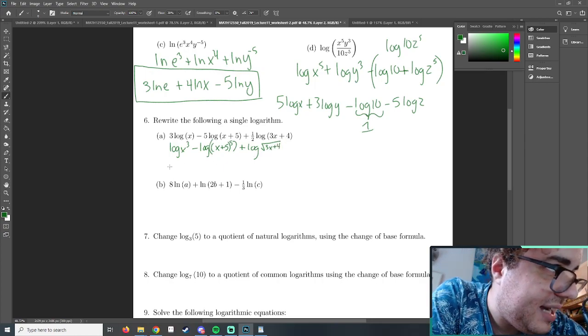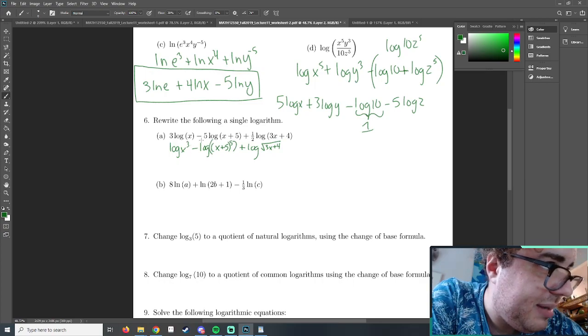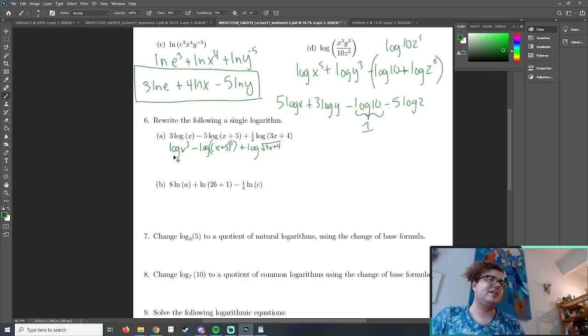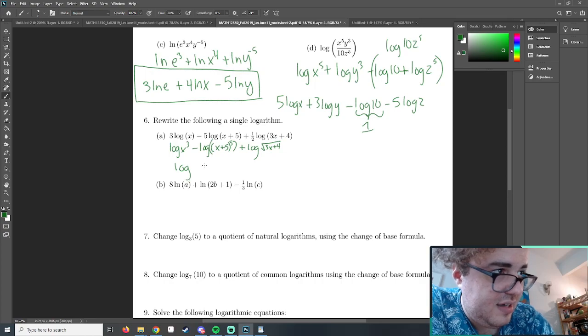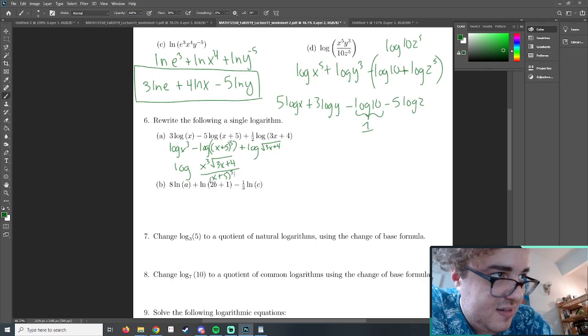So when we finally combine this, and again, be careful about the minuses and pluses here, this is the only one being divided, so the other one is going to get multiplied because it's being added. So we get log of x cubed times the square root of 3x plus 4 all over x plus 5 to the 5th. This is all in one big logarithm, so that would be our final answer there.